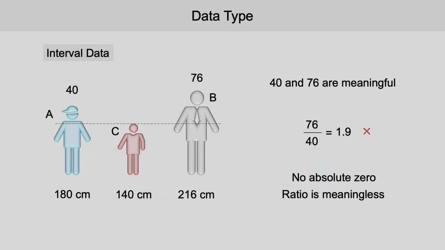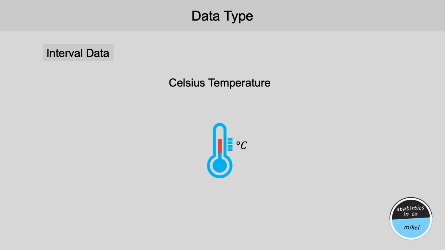The last data type is interval data. In the previous example, if there is a third person, C, with a height of 140 centimeters, then the difference in height between A and C is 40 centimeters, and between B and C is 76 centimeters. While the differences are meaningful, the ratios of these differences are not, because there is a lack of an inherent 0 point. This is what defines interval data. Celsius and Fahrenheit temperatures are other examples of interval data.